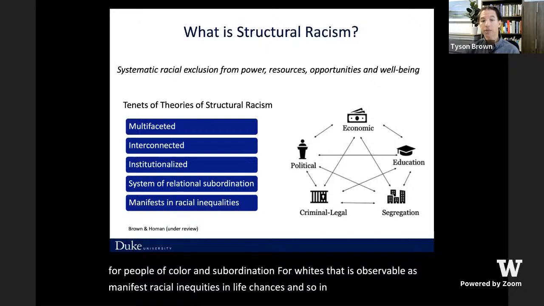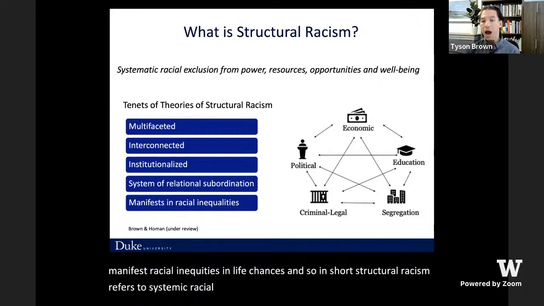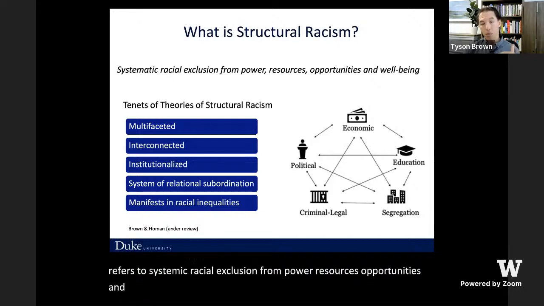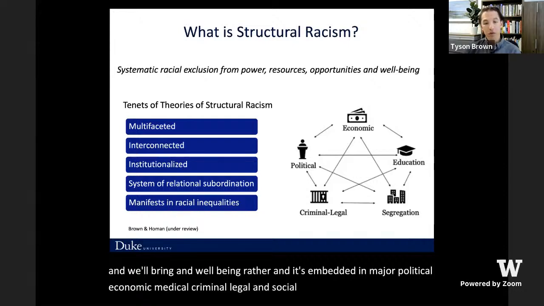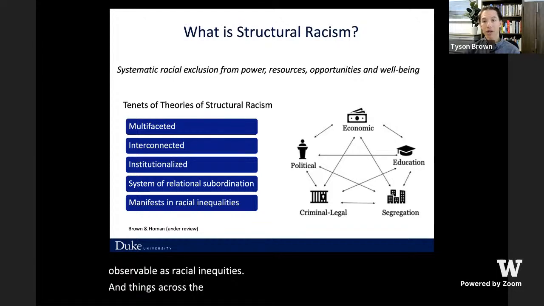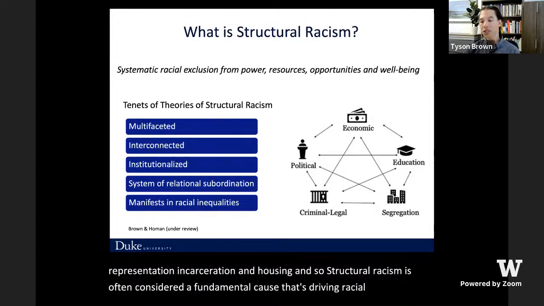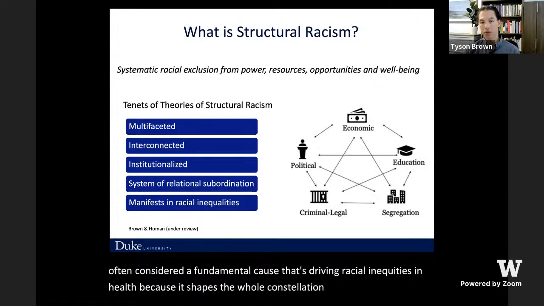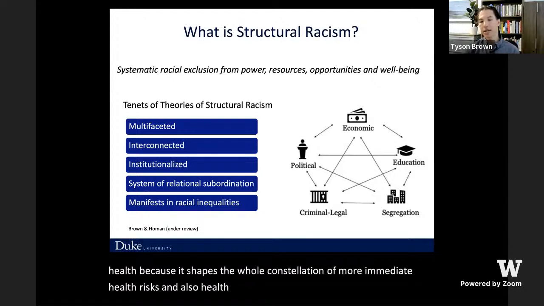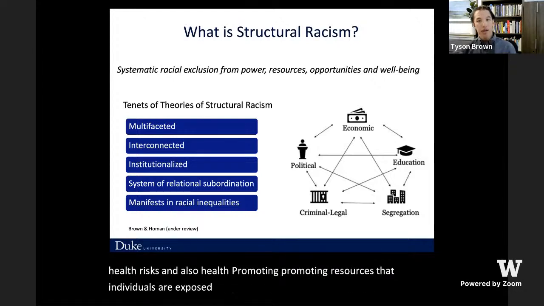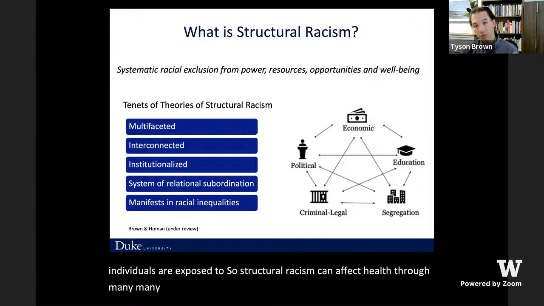In short, structural racism refers to systemic racial exclusion from power, resources, opportunities, and well-being, and it's embedded in major political, economic, medical, criminal, legal, and social institutions. It's observable as racial inequities across the board, like education, occupation, wages, wealth, health, political representation, incarceration, and housing. Structural racism is often considered a fundamental cause driving racial inequities in health, because it shapes a whole constellation of more immediate health risks and also health-promoting resources that individuals are exposed to. So structural racism can affect health through many different intervening mechanisms, which we'll be discussing today.